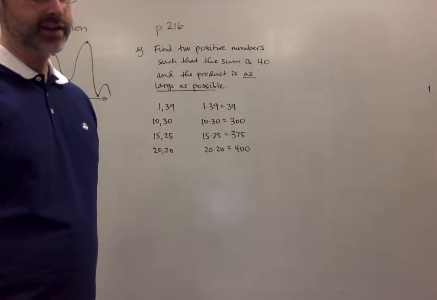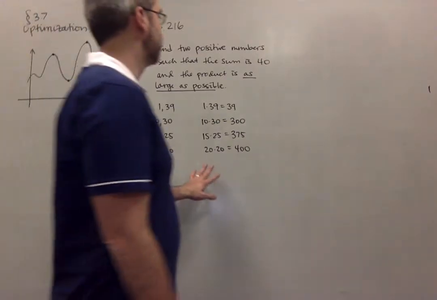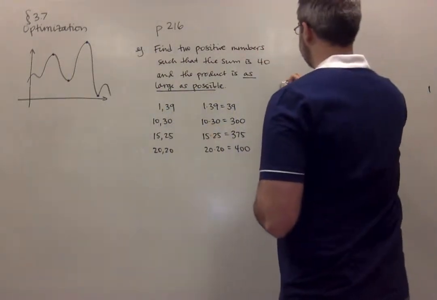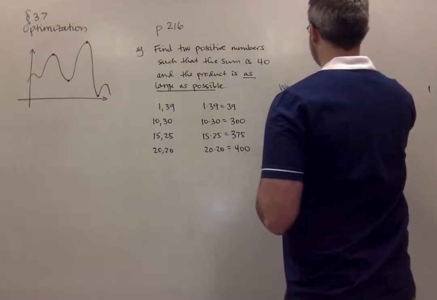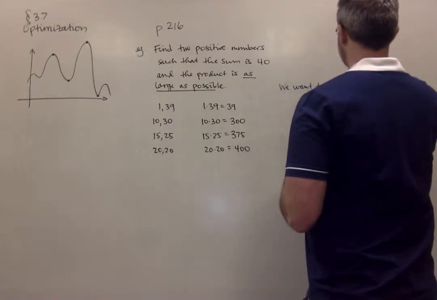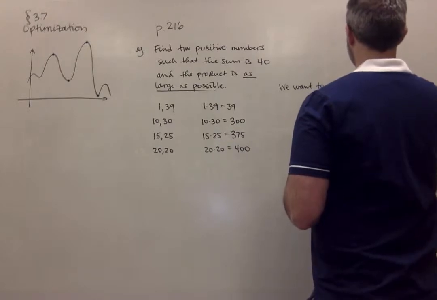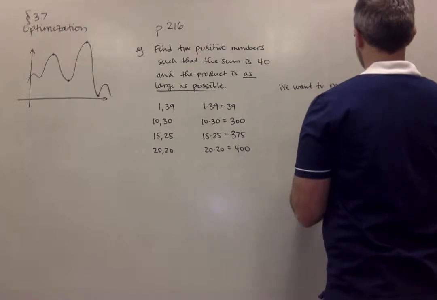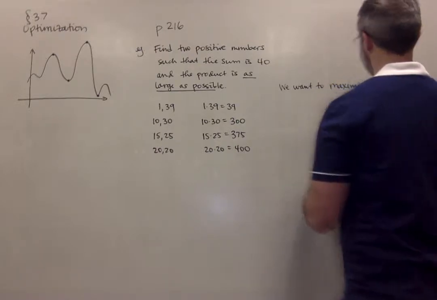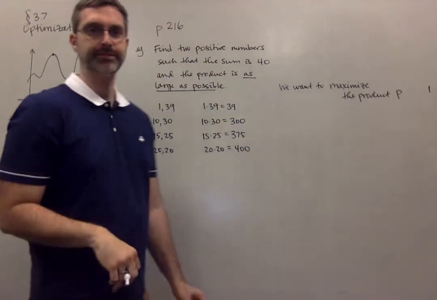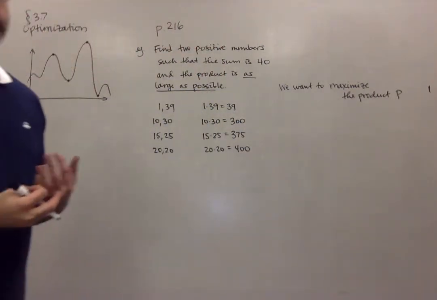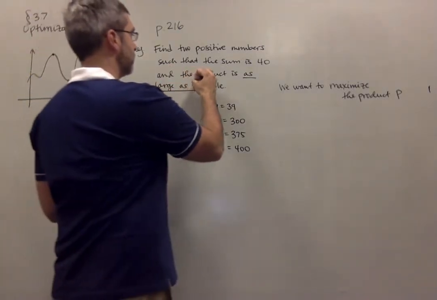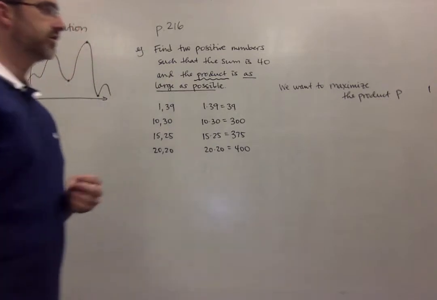Now what we're going to do is identify the quantity that we want to maximize or minimize. So I actually want you to write down, when we do these problems, a statement like, we want to maximize or minimize. In this case, we want to maximize. We want as large as possible. We want to maximize the product. Let's just give that a name. That's the product P. So that's clear from the problem. We want to take the product and get that as large as possible.